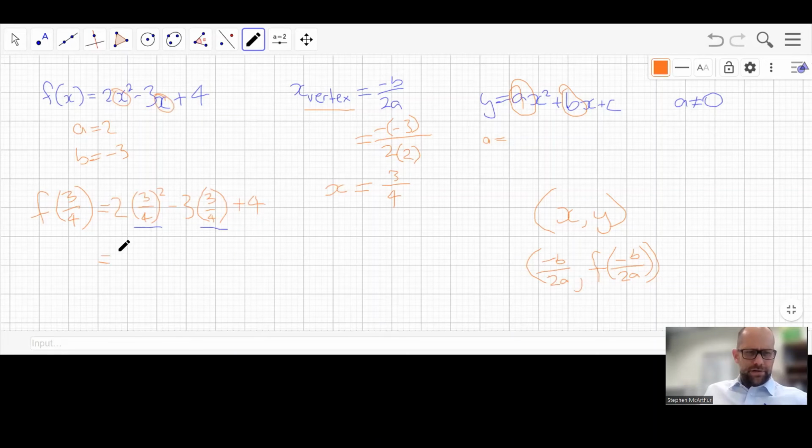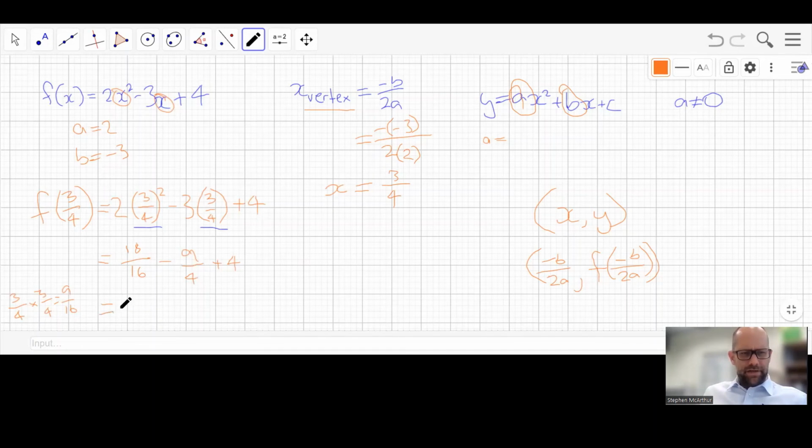So here we go. We're going to go 2 times 3/4 squared. 3/4 squared is 3/4 times 3/4, which is equal to 9 over 16. I knew that, but I wanted to show you. Now I'm going to do 2 times that. So that's 18 over 16. Minus, I want 3 times 3/4. Well, 3 times 3/4 is 3 times 3, 9 quarters, plus 4.